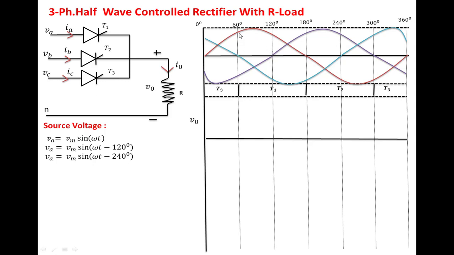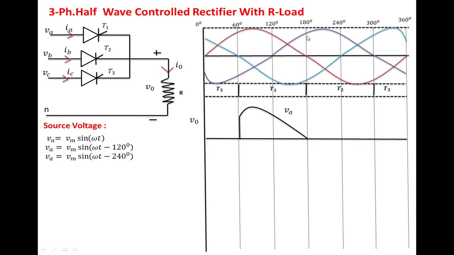So from this point you have to see how the input voltage is changing up to 180 degrees. You take up the same magnitude, the same waveform. This is the phase A voltage. And at this point T2 is conducting. Once T2 is conducting, the output voltage follows the input voltage of T2, that is phase B.